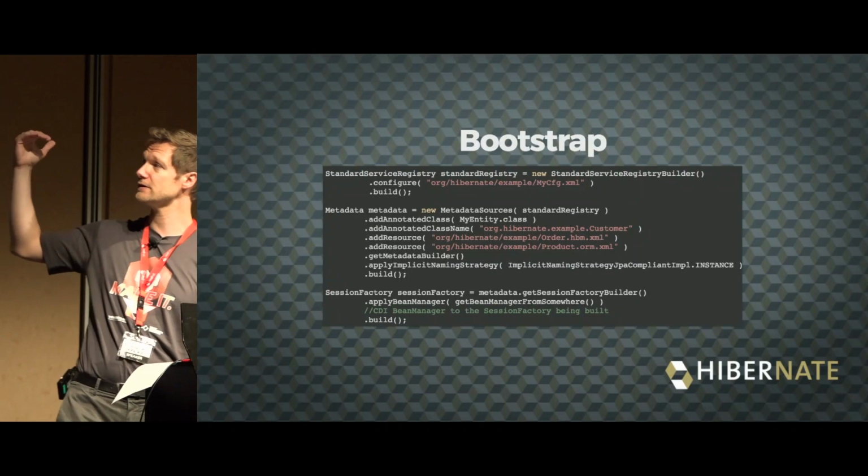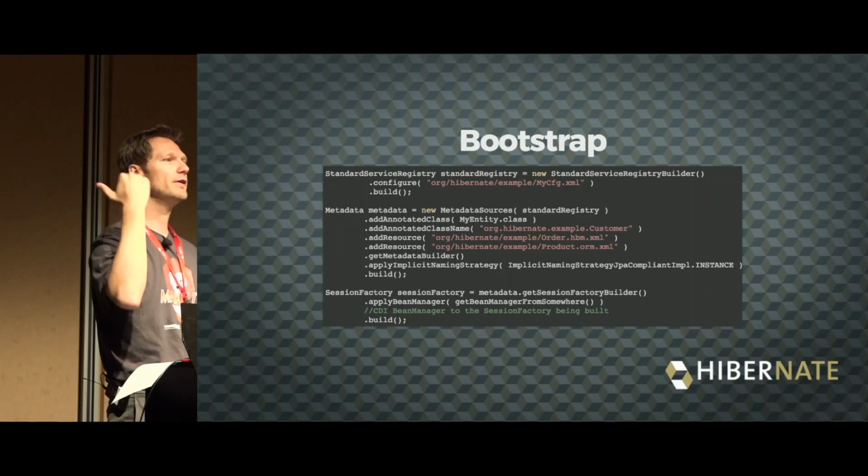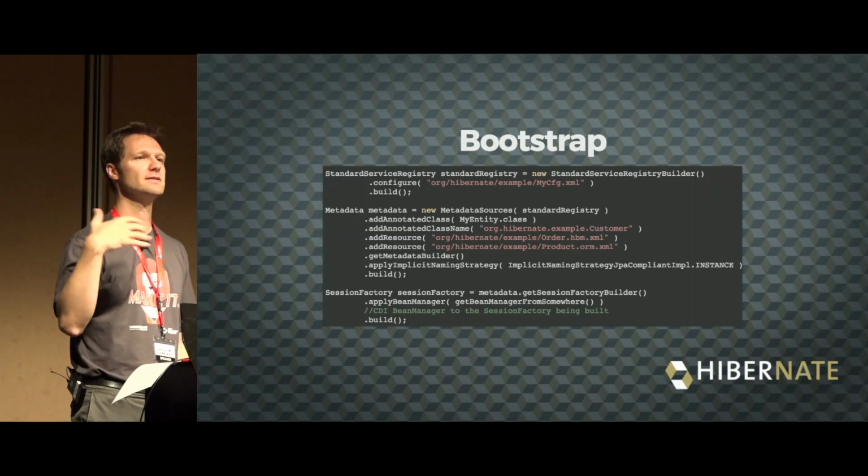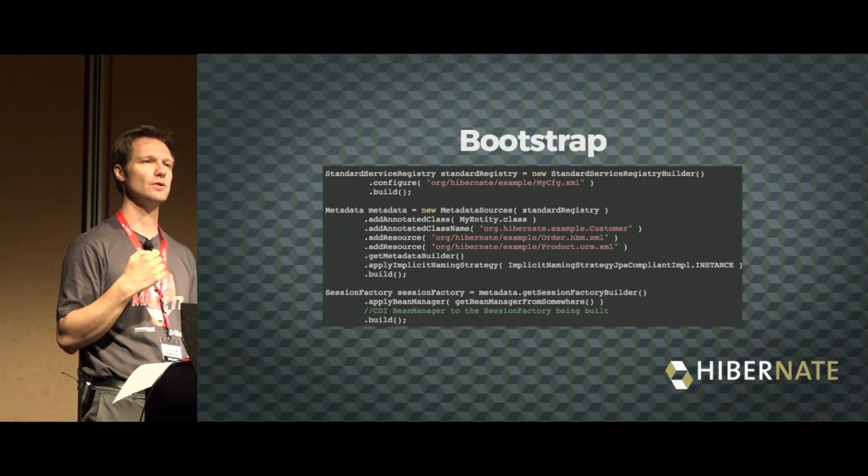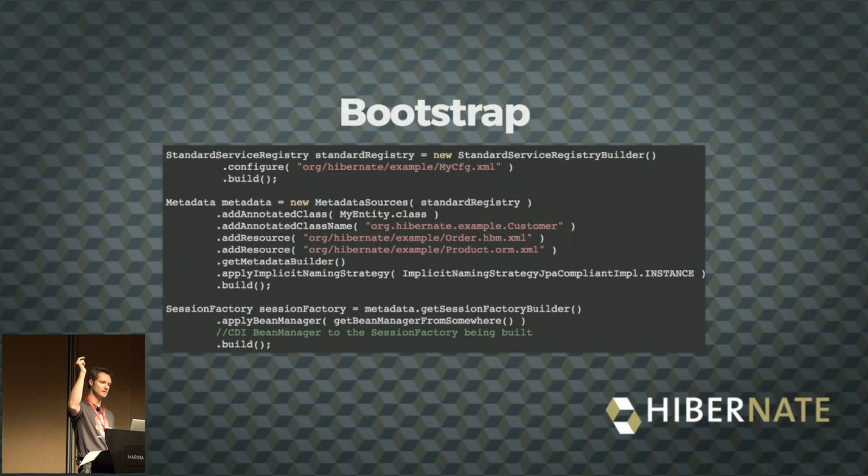The second one is let's list all of the entities or the mappings that the user is going to use. So it could be the list of classes, could be your hbm.xml file, it could be your object orm.xml file if you use JPA. And we've got the services, we've got the metadata, and then we bundle them together and we bootstrap the session factory. That's how it works nowadays.